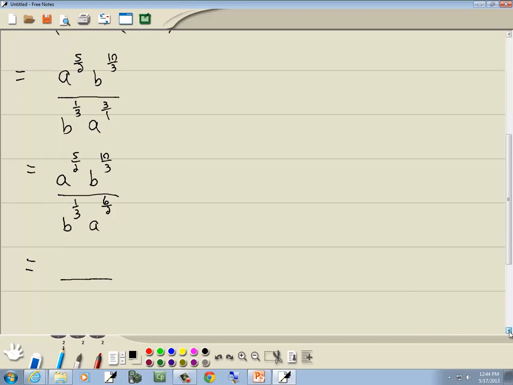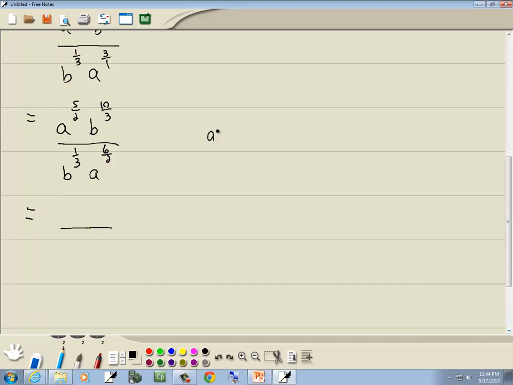Okay, let's start with the a's first. We have a to a power over a to a power. We're going to subtract the smaller exponent from the larger one. So I got 6/2 minus 5/2, which gives us 1/2. So we're going to have a to the 1/2 where our larger exponent was, which was downstairs.